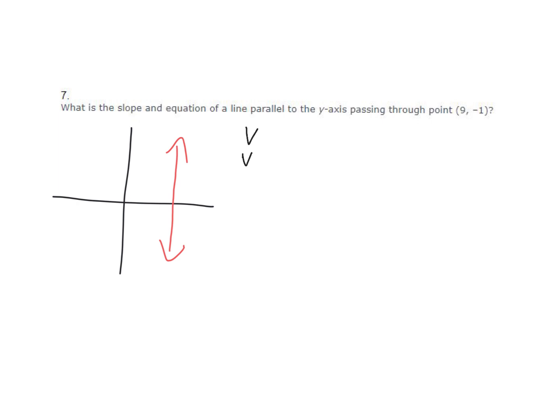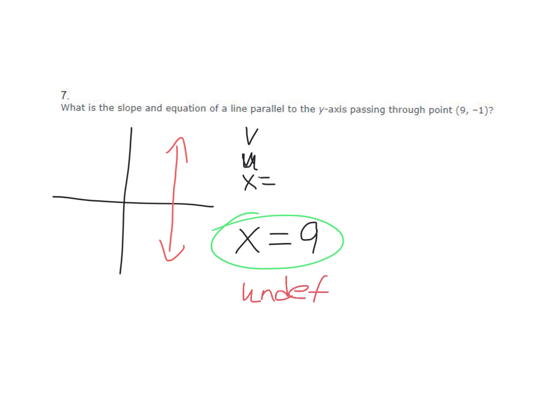So remember our mnemonic phrase, VUX. The equation is x equals a number. The equation is going to be whatever x value it has to go through, and it has to go through a 9. So the equation of a line that's parallel to the y-axis and goes through this point is x equals 9. And how do we describe that slope? Remember, it's vertical. VUX, the U stands for undefined. So this would be an undefined slope. That's part of your answer.